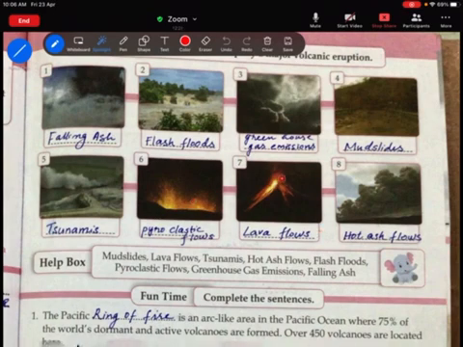Lava flows, that hot liquid will be flowing. Hot means molten rocks and other substances will be flowing. Hot ash flows after the volcano eruption. So mudslides, lava flows, tsunamis, hot ash flows, flash floods, pyroclastic flows, greenhouse gas emissions, falling ash. These are the words given in the help box.